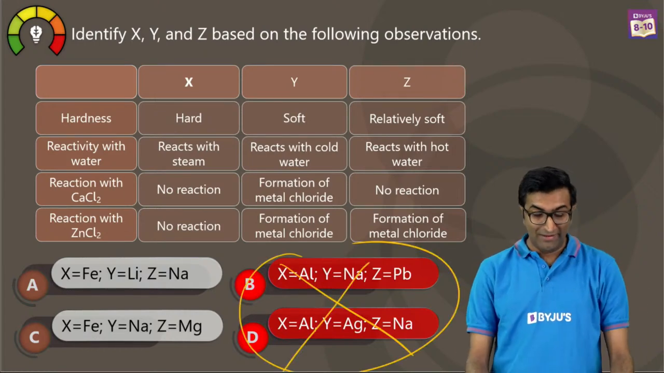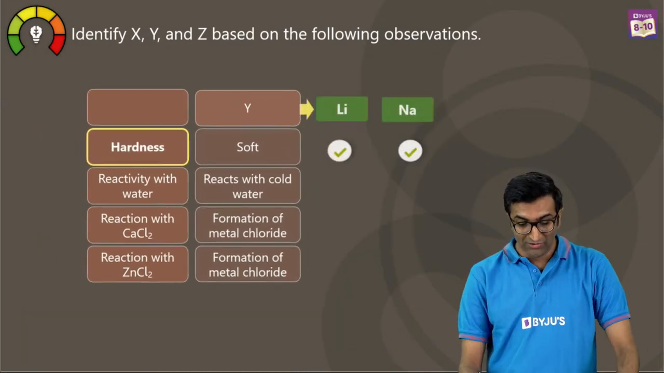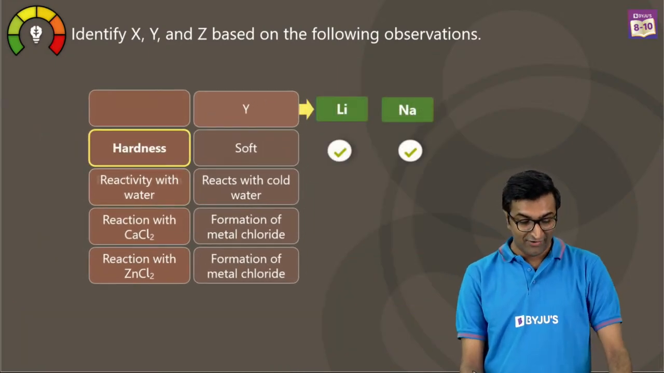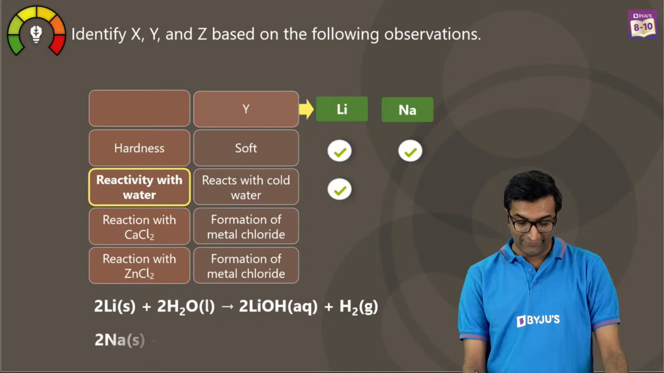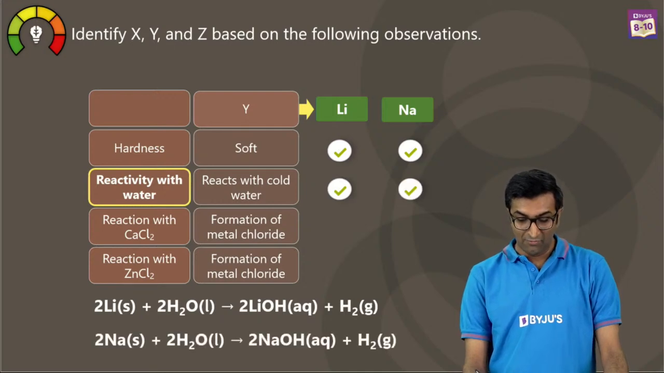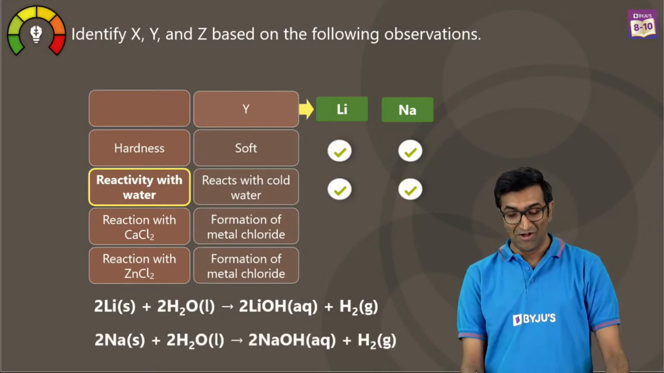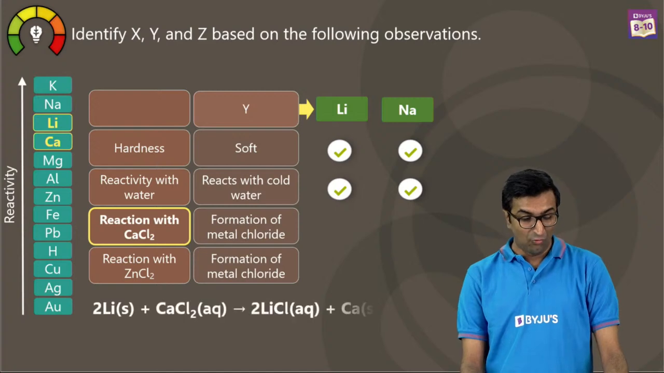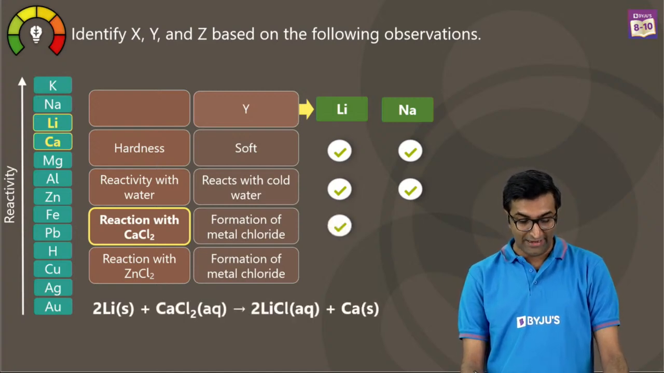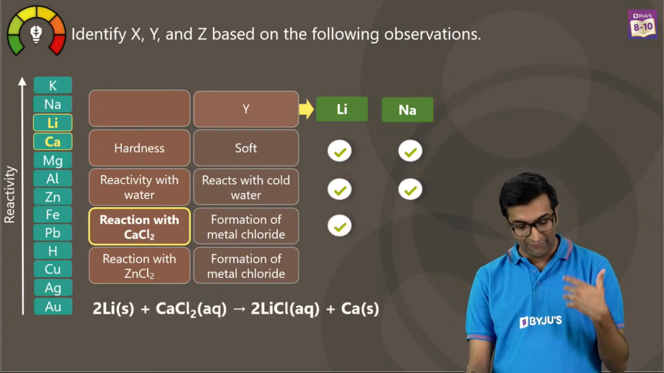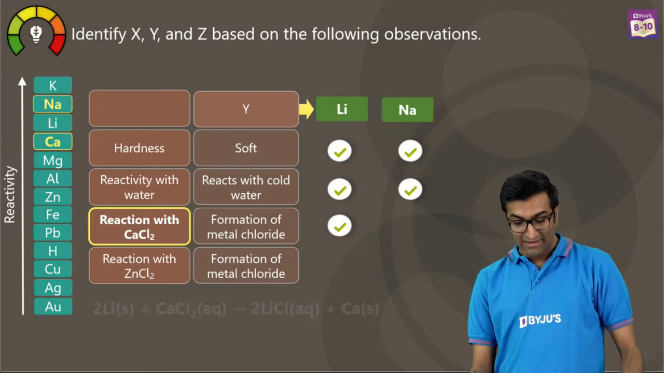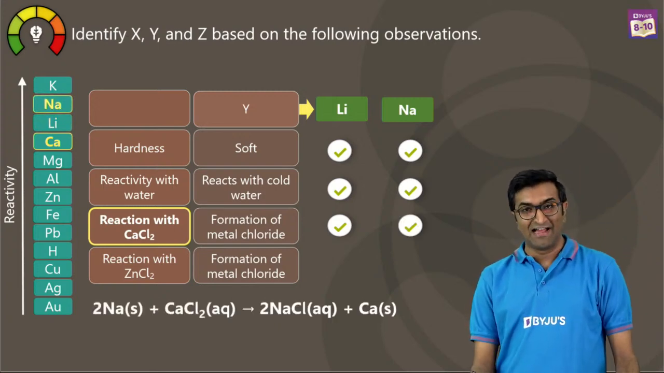Looking at Y is going to make you tear your hair out because both lithium and sodium are soft. Both of them react with water. They're very, very reactive. We have some amazing videos on the app showing you how the reaction happens. Don't try this at home. And both of them also react with calcium chloride because they're more reactive than calcium. So they will react with calcium chloride to remove calcium, which is getting annoying now. You're like, okay, maybe the last one is going to give you the answer.